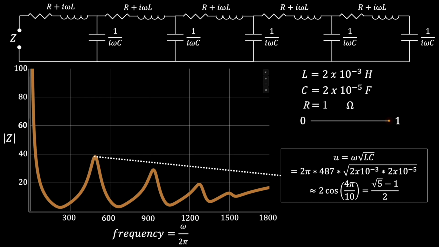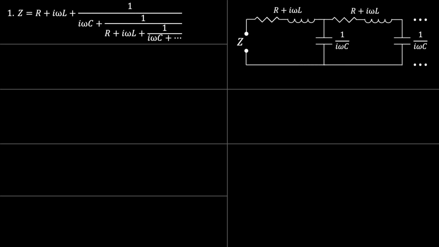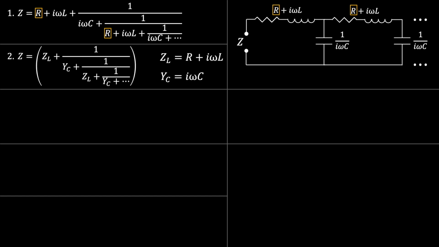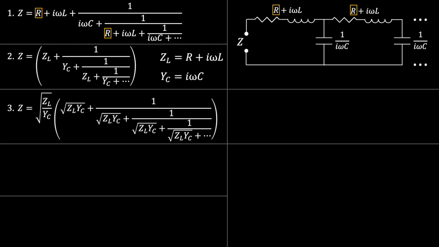Let's take a closer look at the continued fraction for this circuit to find out. Here's the impedance equation for a ladder network with resistances next to the inductive elements. To start simplifying this, we need to redefine the elements with new variables. ZL is an impedance term which includes the effects of resistors and inductors, and YC is a conductance term which includes the effect of capacitors. In step 3, pull a square root of ZL over YC out of the continued fraction, which leaves the same term in every level of the fraction.